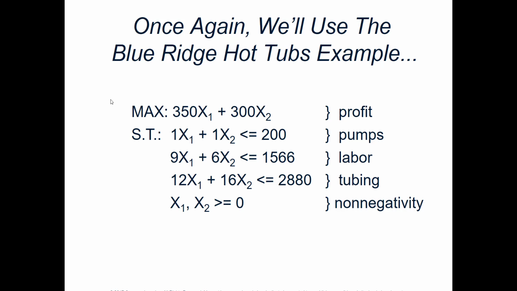And we had the objective function, which was a maximization. So we had x1 and x2 as the decision parameters, and the objective function was defined as 350 times x1 plus 300 times x2, and we had three sets of constraints about the number of pumps, labor hours, and tubing hours, and then we had the non-negativity constraints. So we solved this problem using the solver.